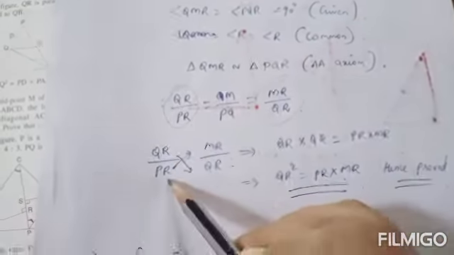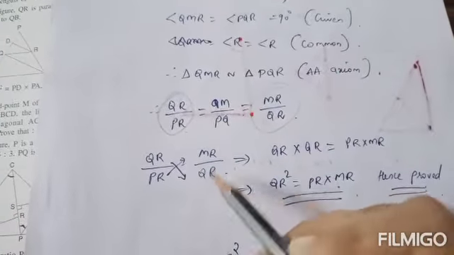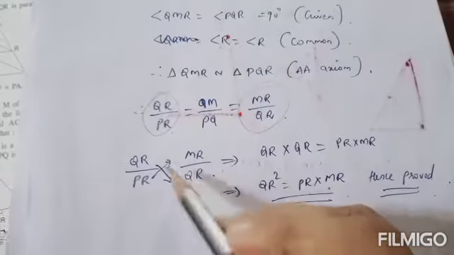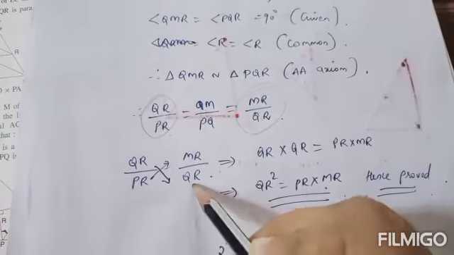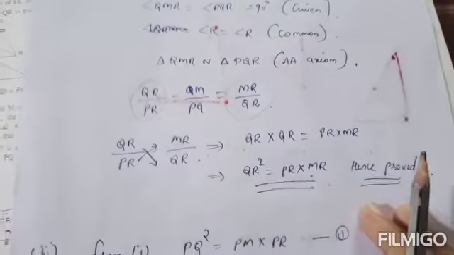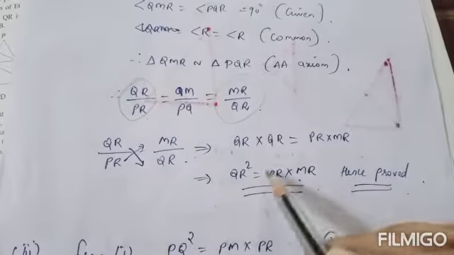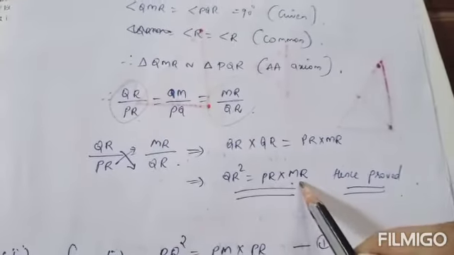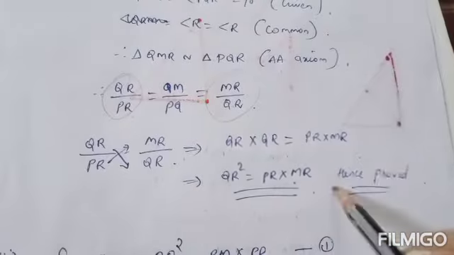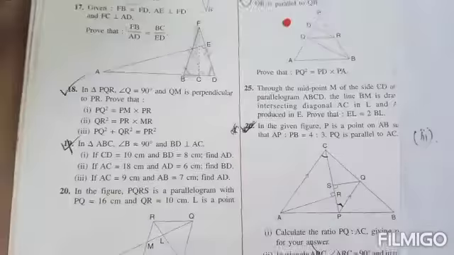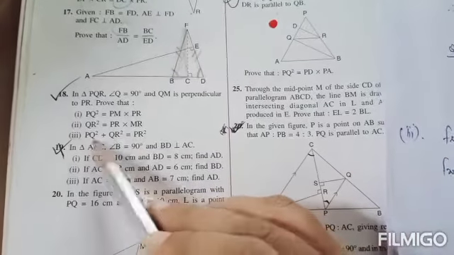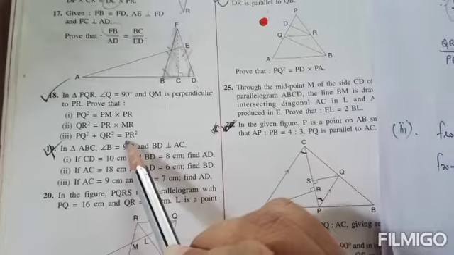So QR by PR equal to MR by QR. On cross multiplying, what will you get? QR into QR equal to PR into MR. That is QR into QR, it is QR square, equal to PR into MR. This is what you need to prove here. Hence proved.